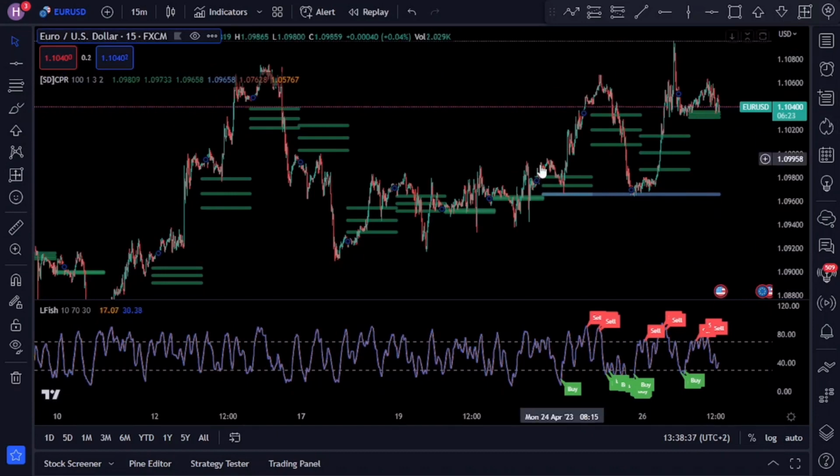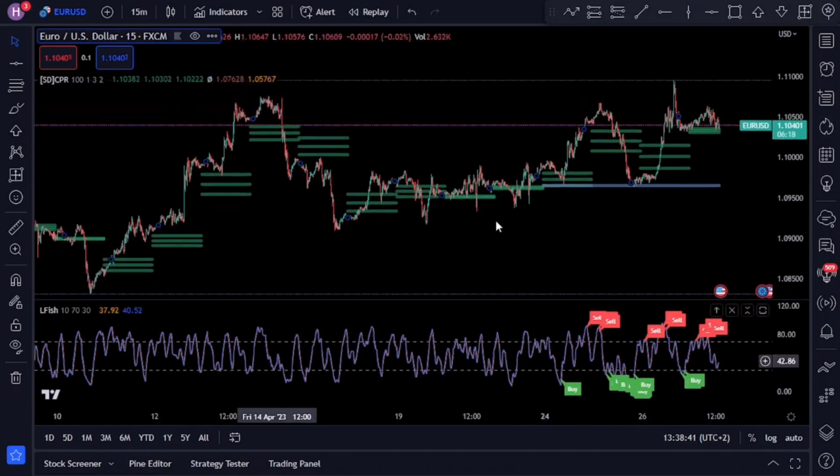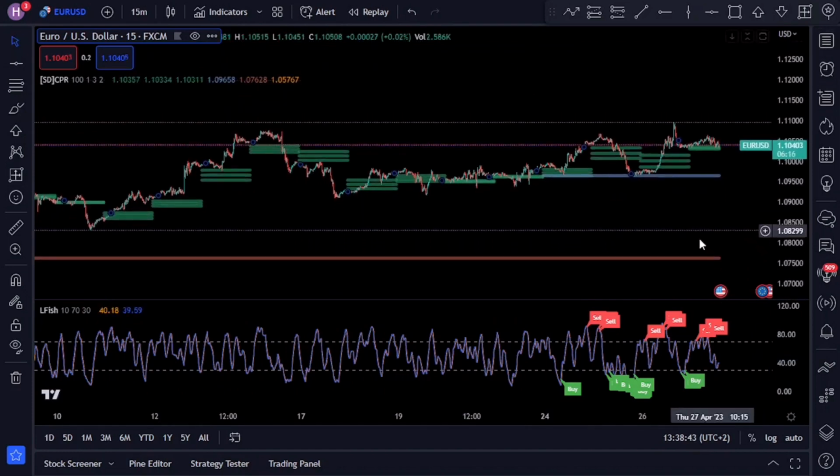The green levels are our daily pivot point levels. The blue represents the weekly, and the last 2 are monthly and yearly.